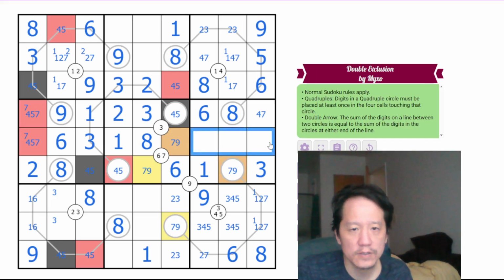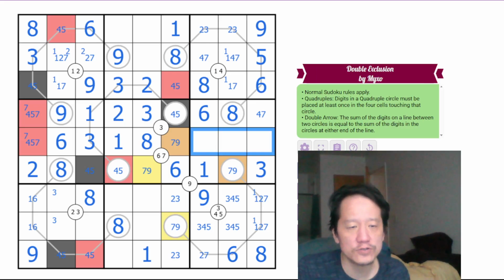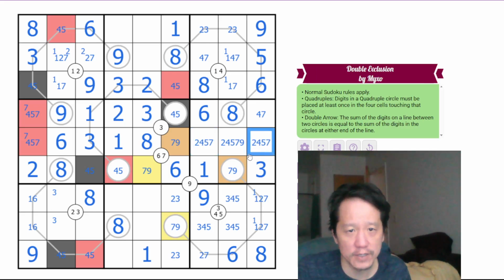In row 5, the remaining digits are 2, 4, 5, 7, and 9. Well, this cannot be 9, and this can't be 9. This can't be 5. Oops. This can't be 5 here. So one of these two digits is a 5, which means this cannot be 5 here.